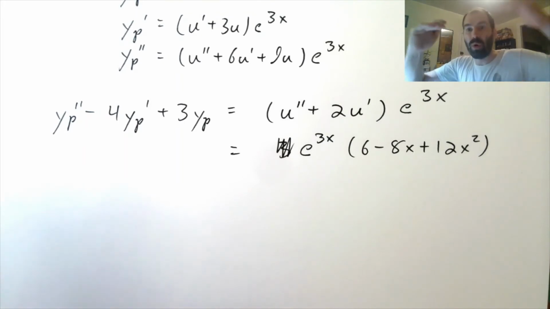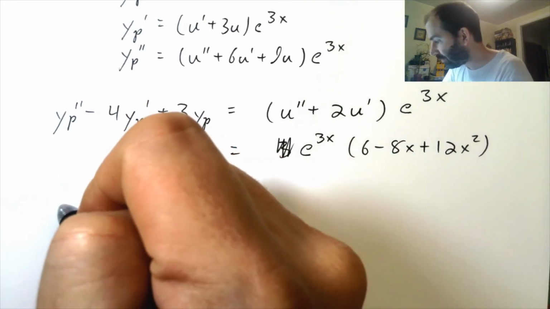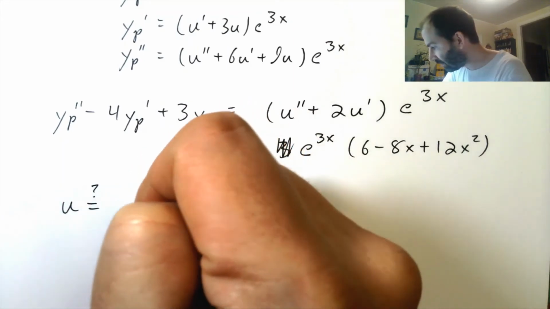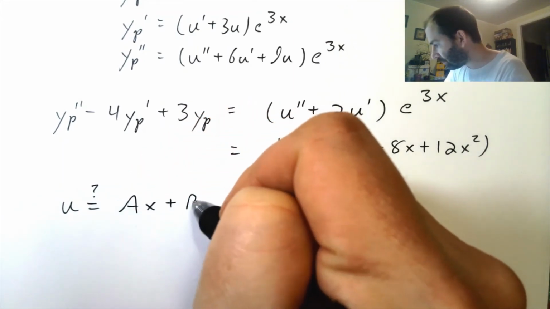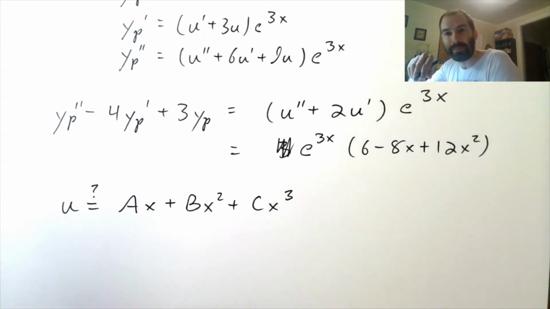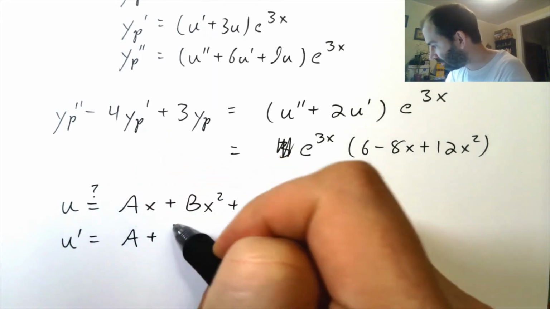We have to go up one level higher. We need a third degree polynomial. That's the only way I can get an x squared. Okay, so that's the difference here. I'm going to have to let u equal, let's see if this works, ax plus bx squared plus cx cubed. Okay, and let's compute the derivatives of this guy.